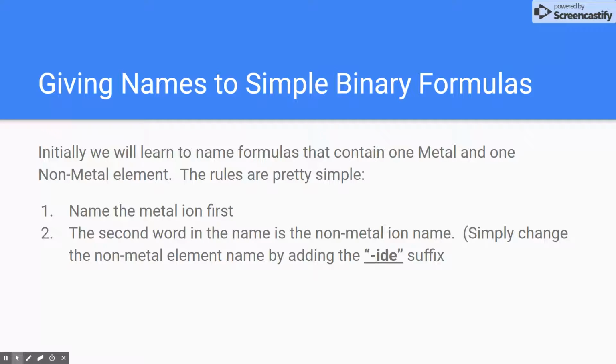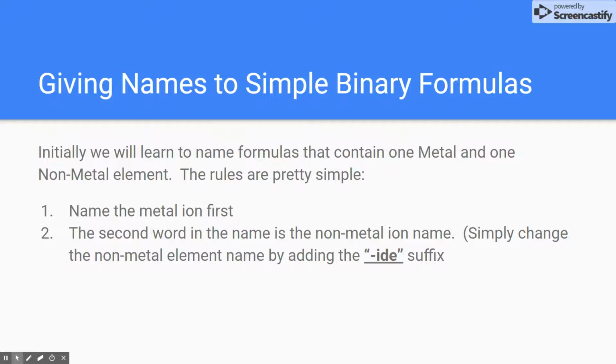So let's start off with the rules for naming simple binary formulas. Our formulas are going to contain one metal and one nonmetal element. And the rules for naming compounds that contain one metal and one nonmetal are pretty simple. The first rule, name the metal ion first. The second word in the name is the nonmetal ion name. How do we make that? We simply take the nonmetal element name and change its ending to the IDE suffix.